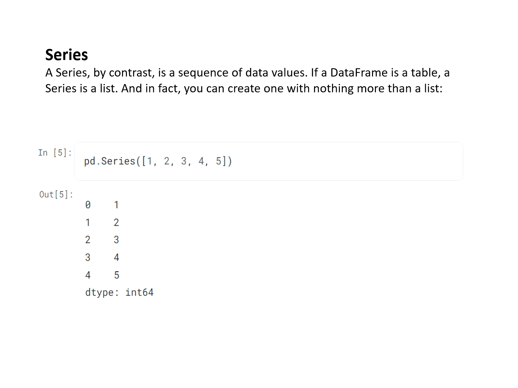Now let's move on to series. A series, by contrast, is a sequence of data values. If a data frame is a table, think of a series as a list. And in fact, you can create one with nothing more than a list. So let's create a series of numbers. So pd.Series, this is what we use to create a series. This is our constructor. Then parentheses, and then brackets, 1, 2, 3, 4, 5, what we want in our series, or oranges, bananas, whatever we want in our series.